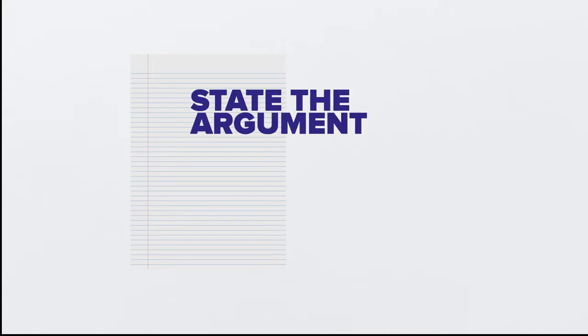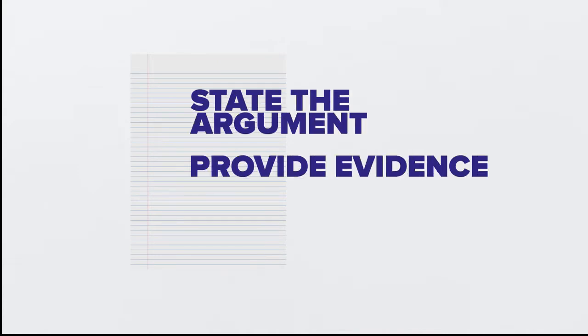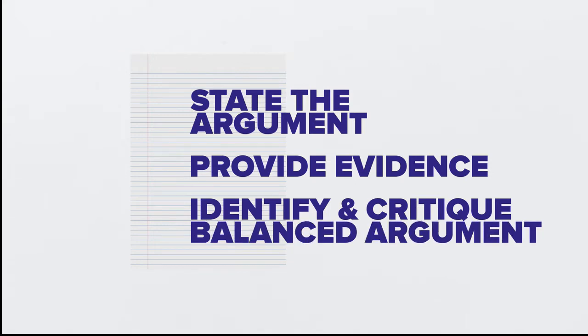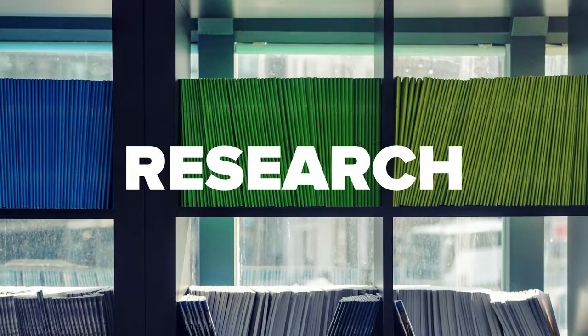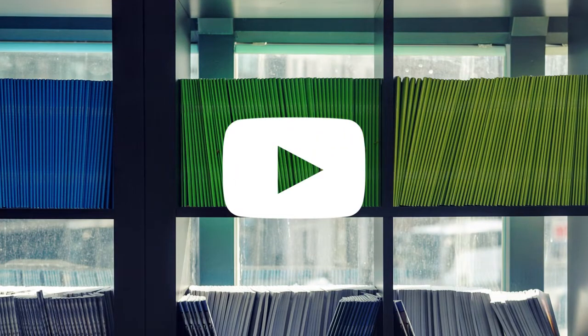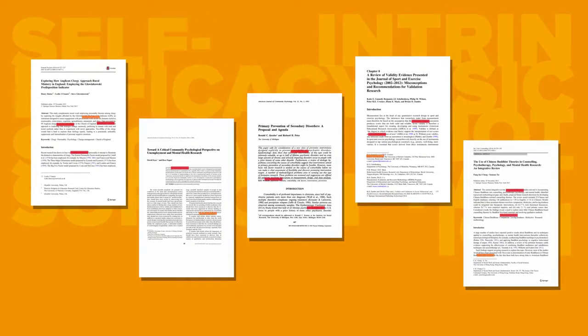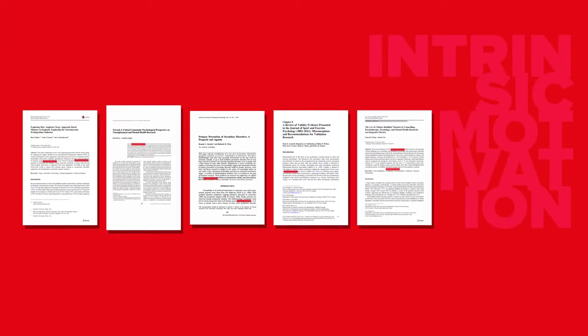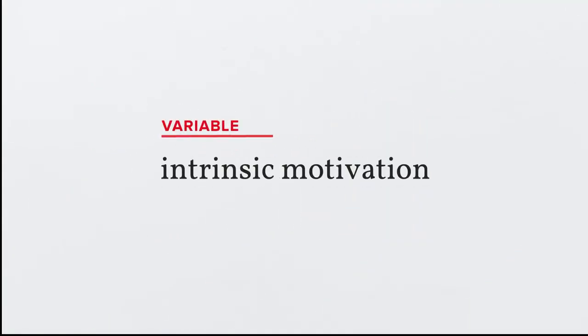One way to approach a critical essay is to state the argument, provide evidence to support that argument, and then identify and critique the research of the balanced argument. So our beginning point must be to delve into the research, and this means journal articles, not YouTube and Wikipedia. As you read through the research, you will identify the variables contributing to this topic. At this point, you should be able to identify one or two key variables that are most influential in contributing to the topic. From here, you can create your argument.